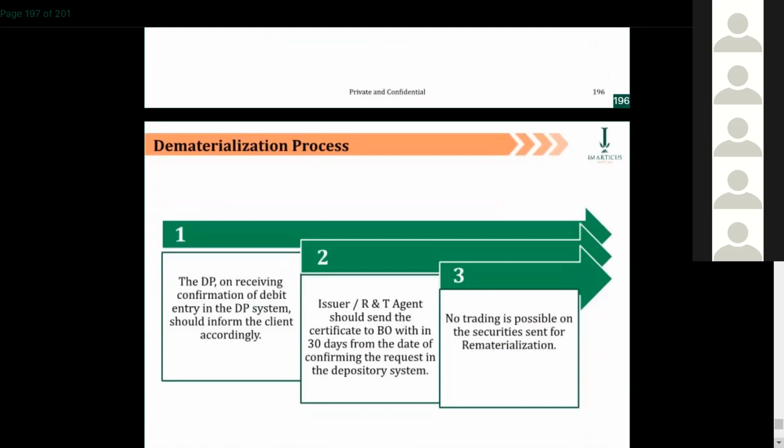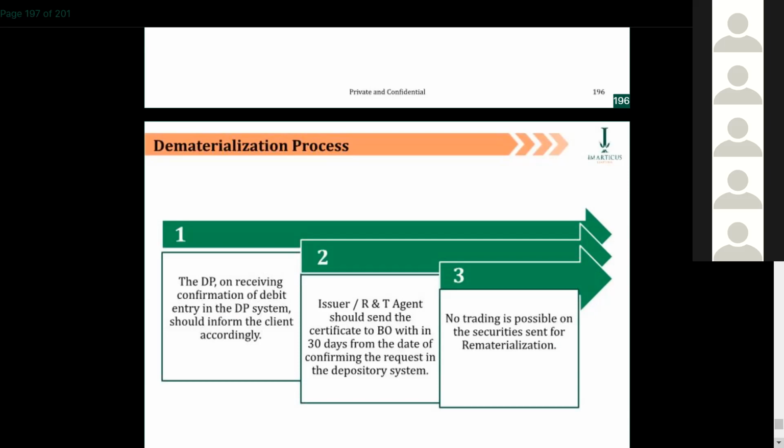So only on receipt of confirmation from the RNT, the DP will confirm the debit entry in the DP system and should inform the client accordingly. RNT should send the certificate to the beneficial owner within 30 days from the date of request in the depository system.